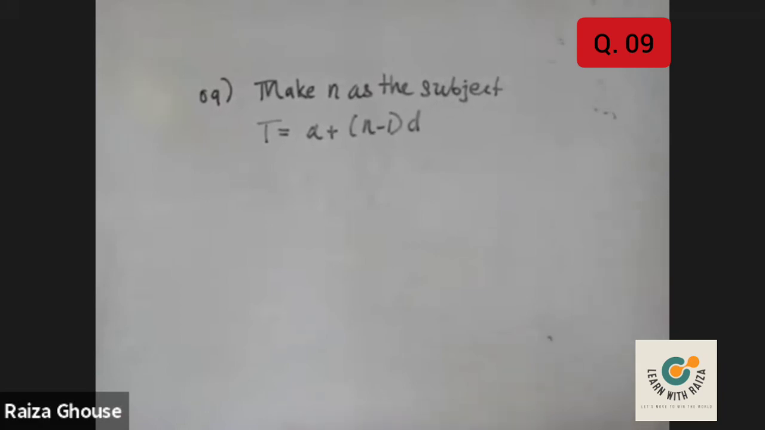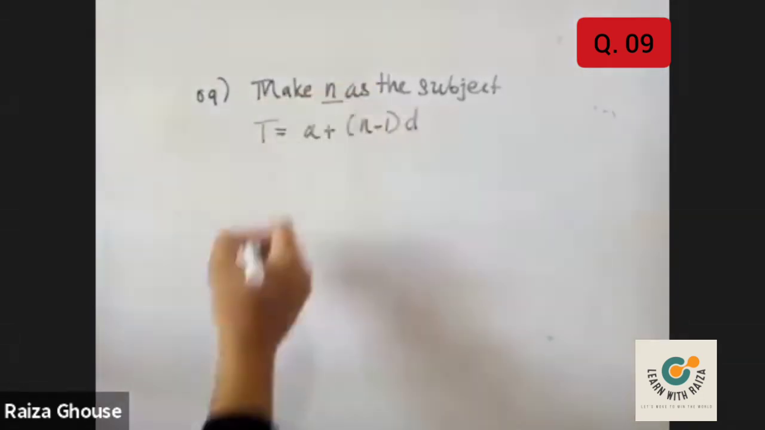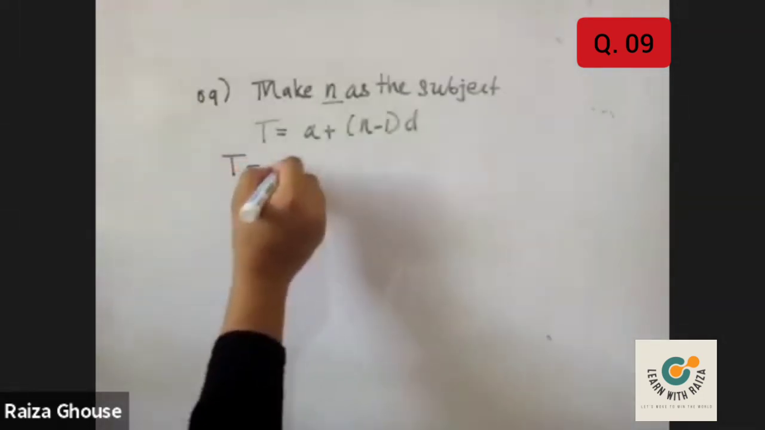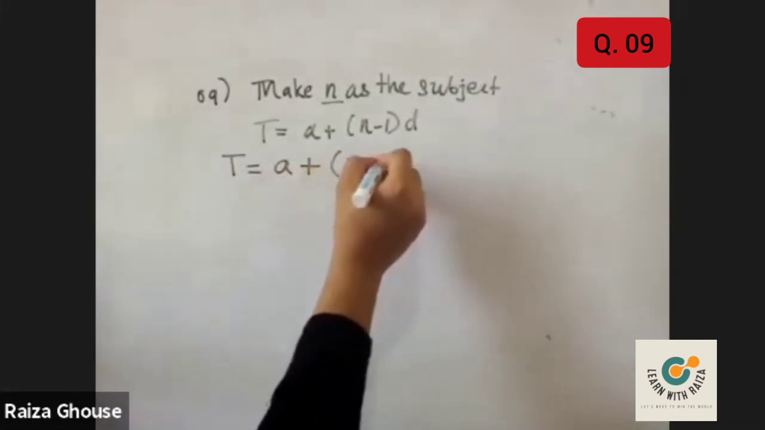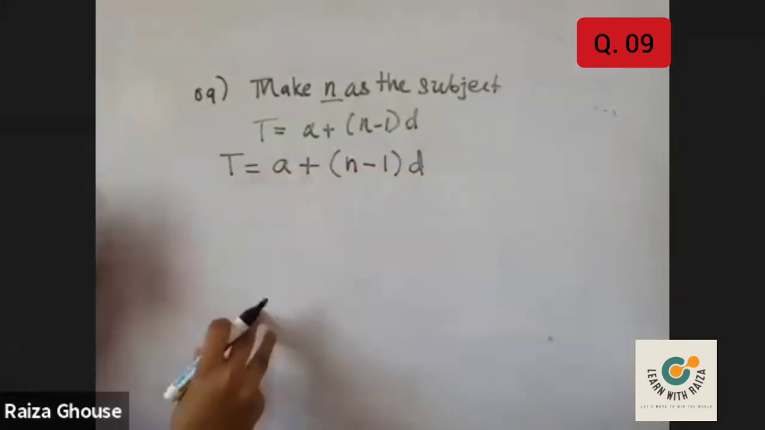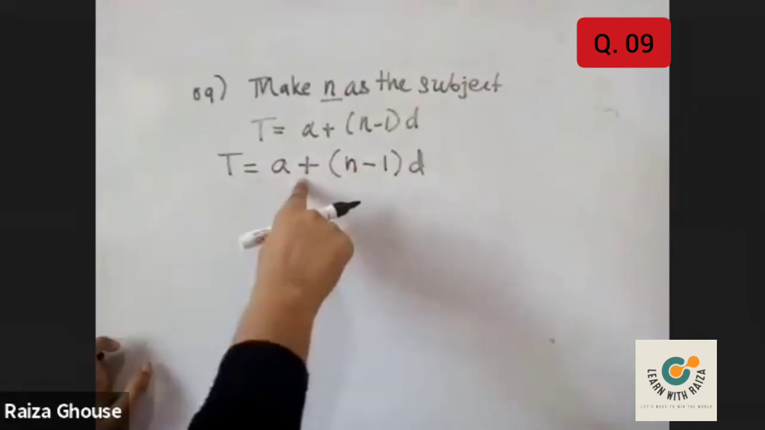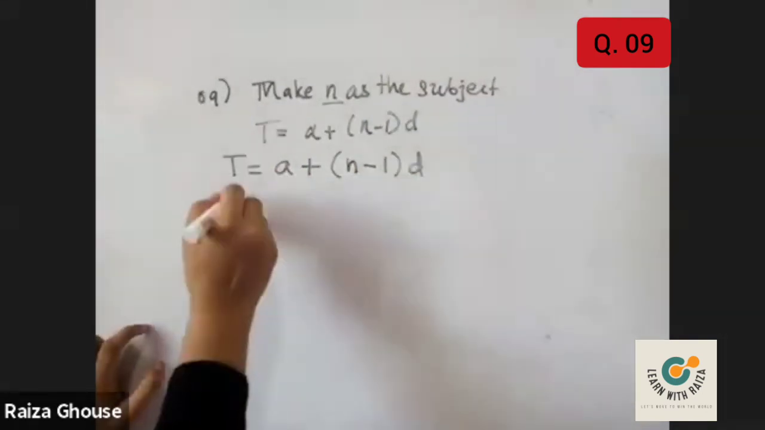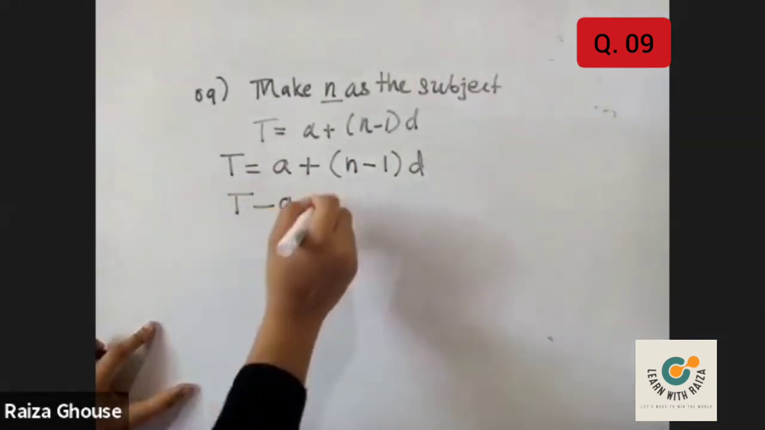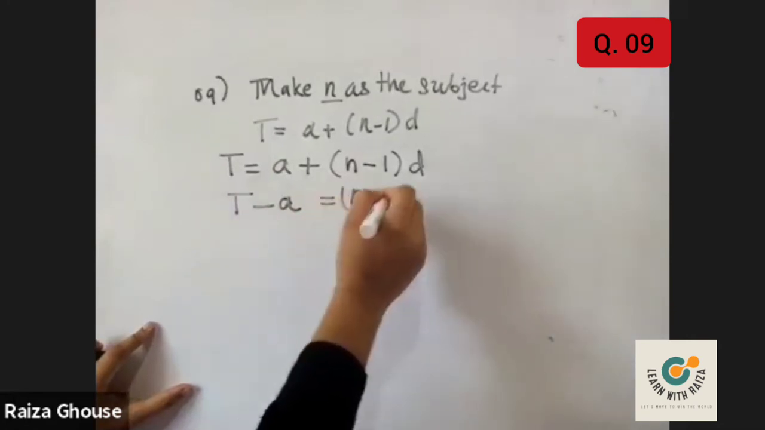Question number 9. Make n as the subject. So you have learned this in the formula lesson. Now we are going to make n as the subject. So t is equal to a plus n minus 1 times d. What can you do here? First we can remove a. We can remove a by subtracting: t minus a equals n minus 1 times d.